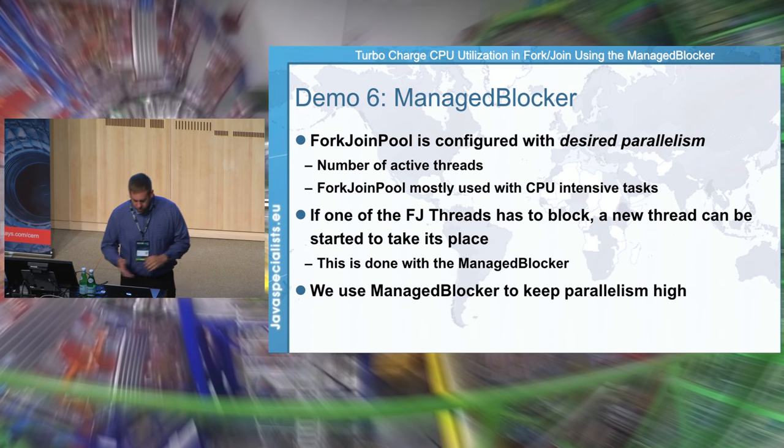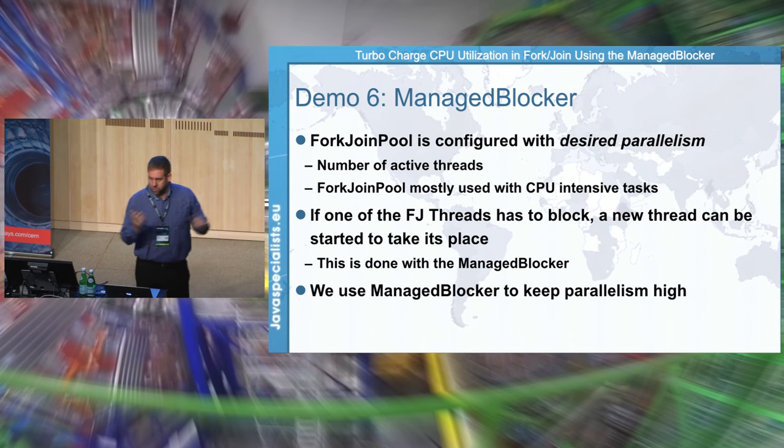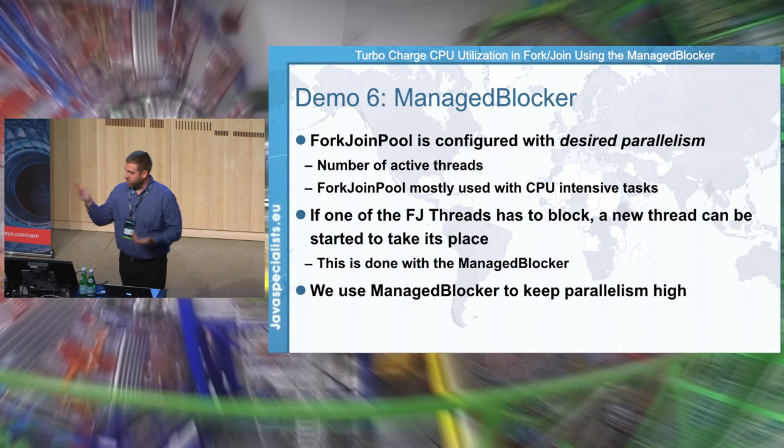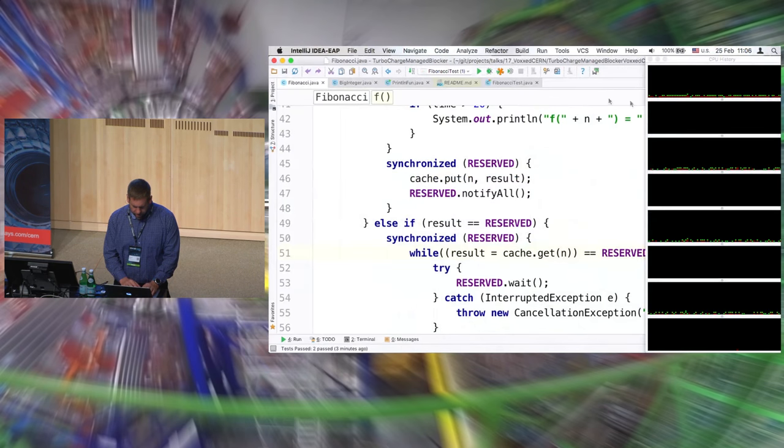And what we'll do is we'll run this again, and this time we'll do a thread dump, and we'll see that there'll be some threads which are blocked up whilst we're doing our test. And then we'll run it with managed blocker, and you'll see that new threads are constructed to take the work, to keep the parallelism high. So let's run this test once more, and this time we'll do a thread dump whilst we're doing it.